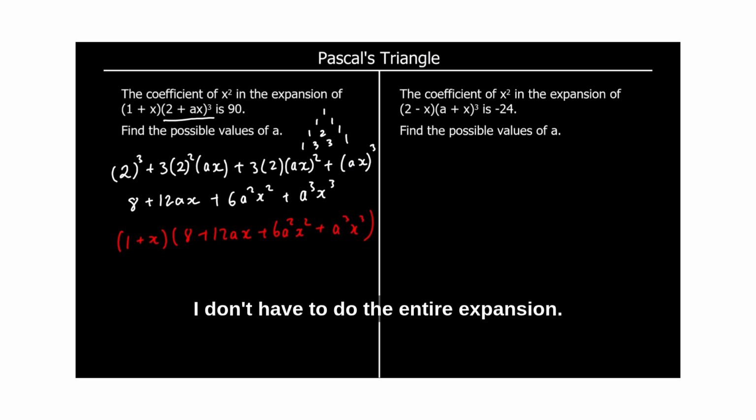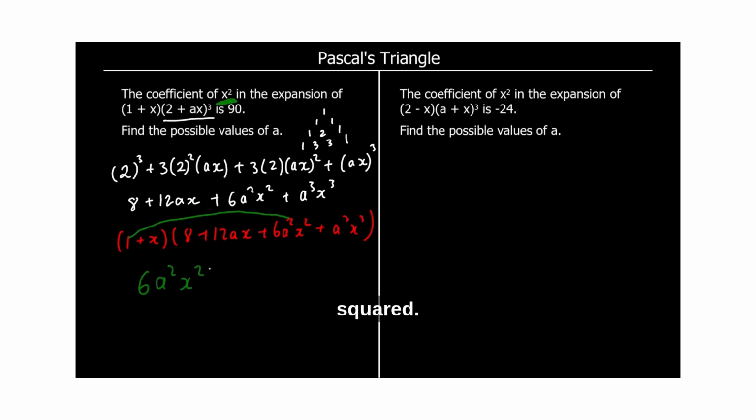But I don't have to do the entire expansion. I don't care about every term. I'm only interested in the coefficient of x squared. So 1 times which of these terms is going to give me an x squared? That's only 1 times 6a squared x squared. So that would be 6a squared x squared. And x times which of these terms is going to give me an x squared? I'm only going to be interested in x times 12ax, which is 12ax squared.